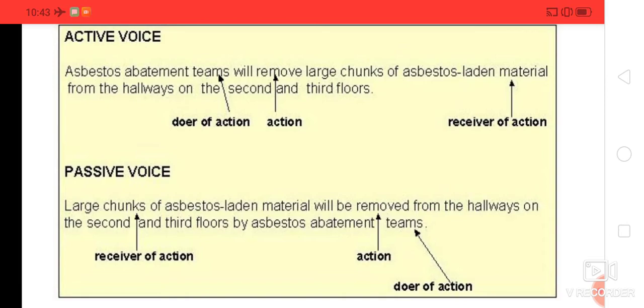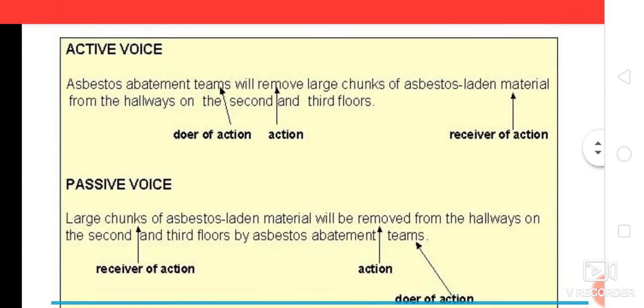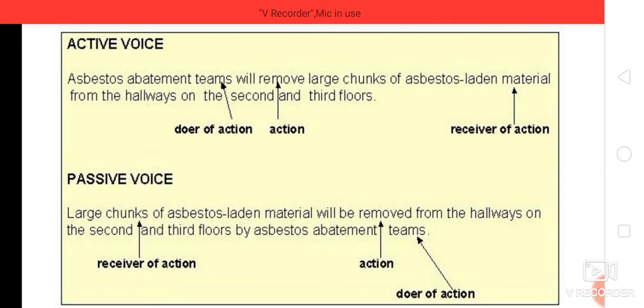See, abatement teams will remove what? It will remove large chunks of asbestos laden material. So that entire phrase is the object here, right? The entire phrase is the object. So doer is nothing but a subject, action is a verb, and receiver of action is the object.